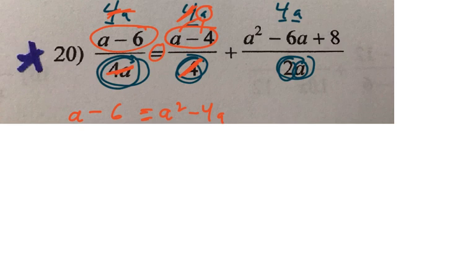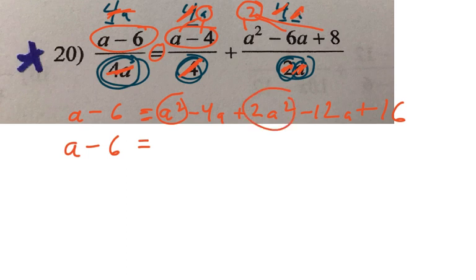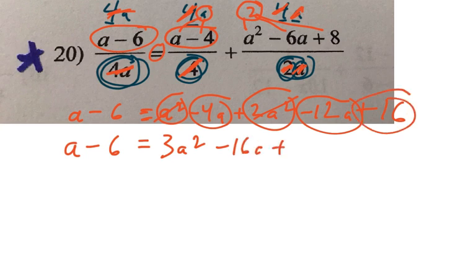All right, anyways, finishing up here, I notice the a's cancel and 4 divided by 2 is 2. So I have to distribute the 2 here. So I have 2a squared minus 12a plus 16. So we have a minus 6 equals, I'm going to put the a squared and the 2a squared together, that's 3a squared, minus 4a, minus 12a is minus 16a, plus 16.